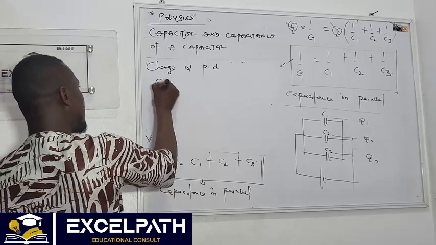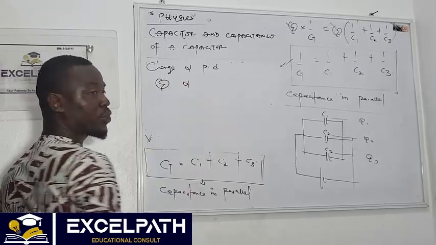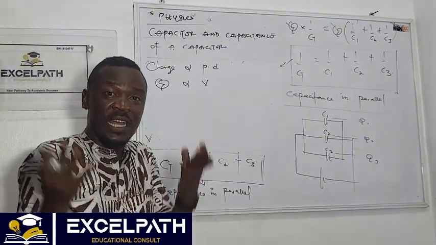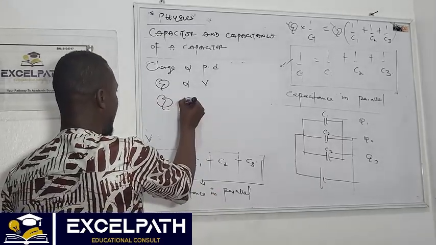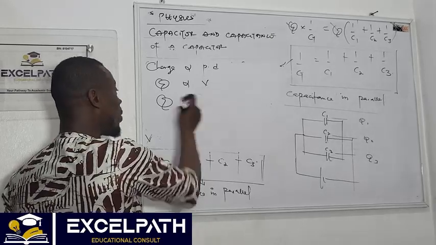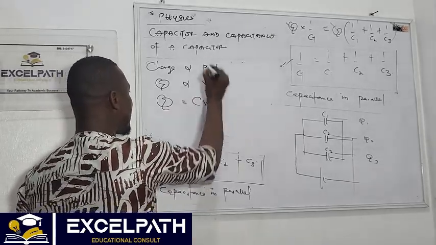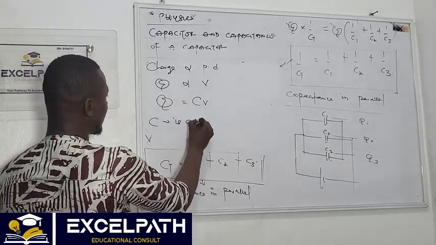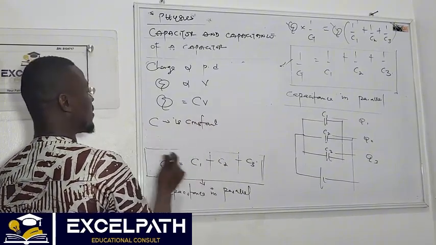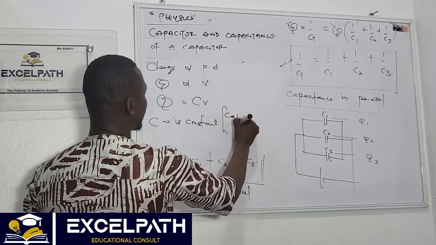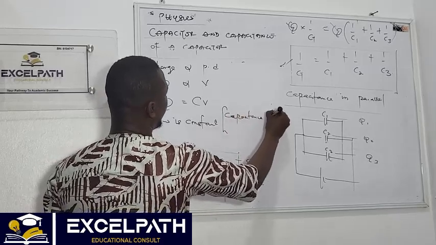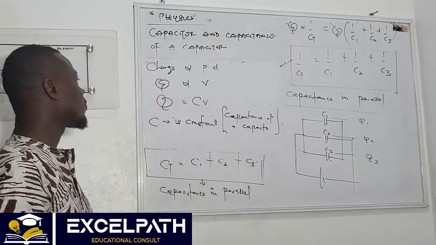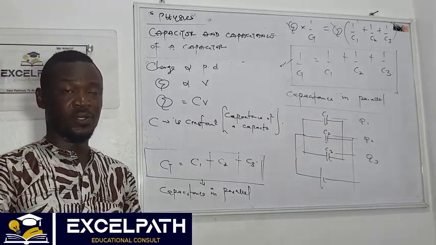You know that your symbol for charge is Q, directly proportional to potential difference, which is always V. This proportional sign has to change to a constant. In mathematics I'd use K, but here we're using C: Q equals CV. You can see that C wasn't there before, which means C is constant. That constant C is what I call the capacitance of a capacitor.